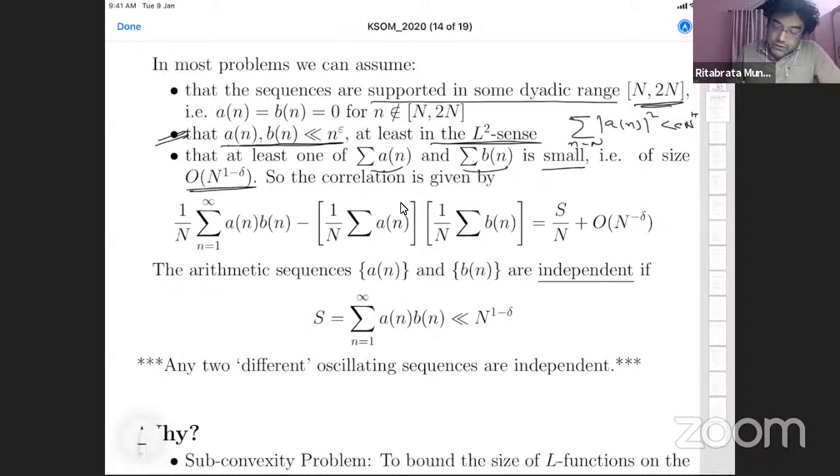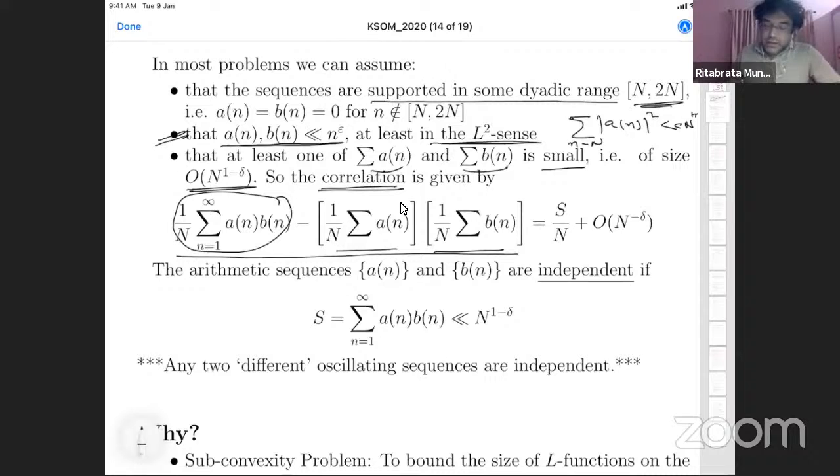Okay, then the correlation, the usual definition of correlation is this one, right? So you take this product, take the average, and subtract the product of the means. And then this can be written in terms of S as S by N plus big O of N to the power minus delta, because we're assuming one of them, one of this or this, is bounded by N to the power minus delta.